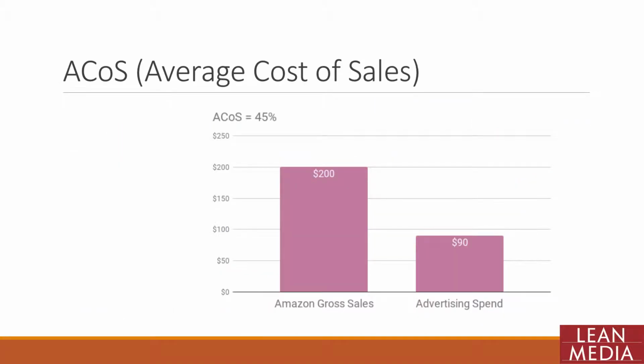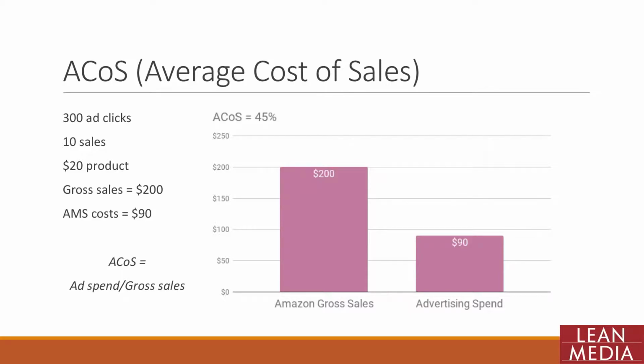So ACoS, average cost of sales, and let's say that you have an ad campaign, a headline ad campaign. It has 300 ad clicks over the course of a month, and 10 sales result from that. And each product that is sold, the retail price is $20. So the gross sales is $200. And Amazon Marketing Services costs are $90. So you've spent $90 on those 300 ad clicks, and that's how they calculate ACoS. It's basically ad spend divided by gross sales, and it comes up with a figure. So 45%. And you might look at 45% and say, hey, that doesn't seem so bad.